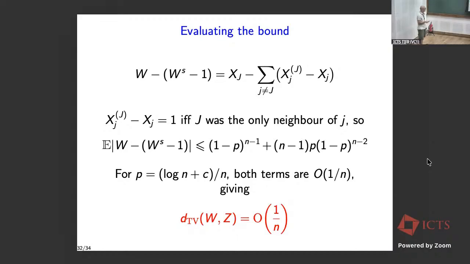And if you plug in p, this choice where you get a limit lambda goes to e^(-c), you can see that both terms are order 1 over n, and you indeed have a bound of order 1 over n in a Poisson approximation.